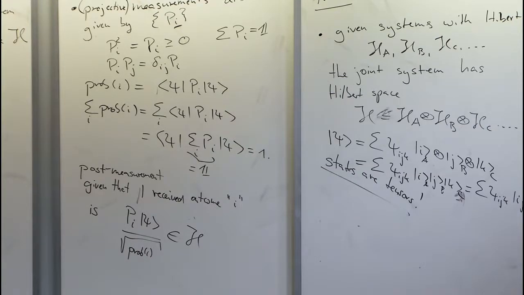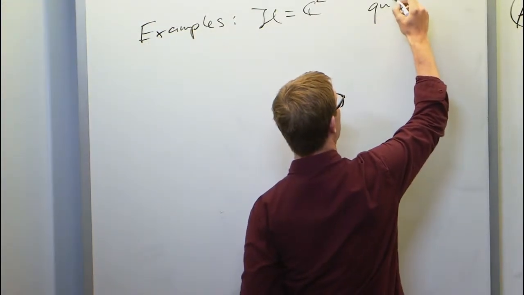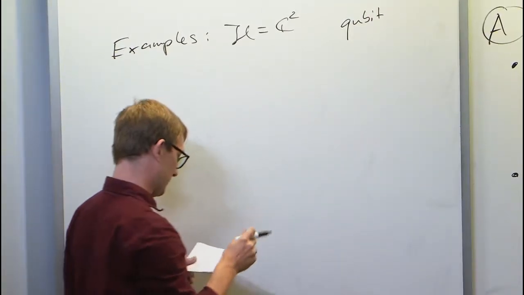Okay. Anyway, let's do some examples so you get a feel for what this is. And the example, of course, is going to be super easy. We're going to do C2. We call C2 a qubit. It's a quantum bit. Right? Why do we call this a qubit?